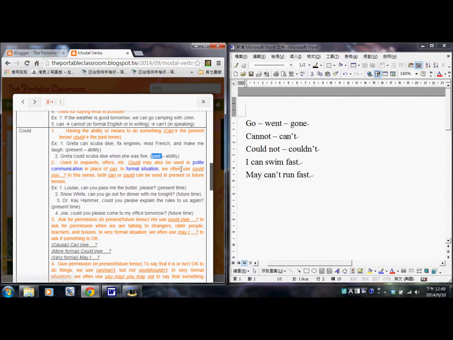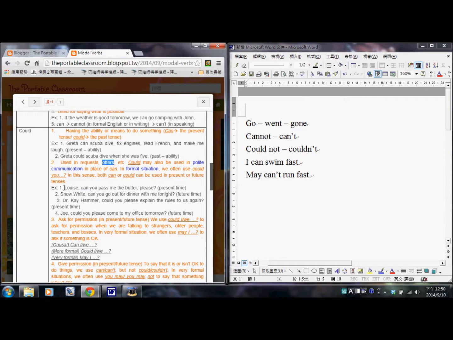In formal situations, I often use could you. In this sense, both can and could can be used in present or future tense. Now, this number 2, could no longer functions as the past tense of can. They're actually the same. We can use can, we can use may, we can use could to make a request or an offer. But when we use may or could, it's because we want to be polite.